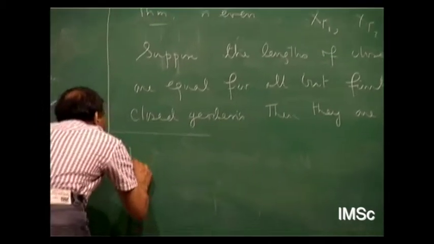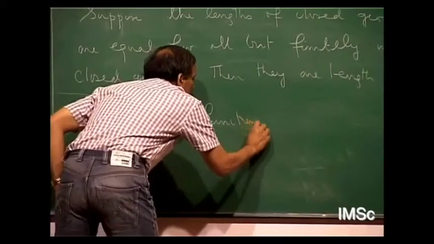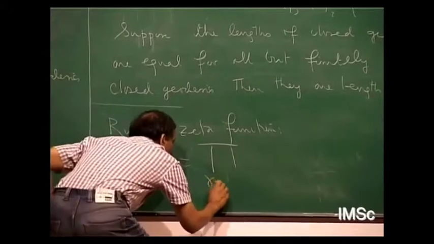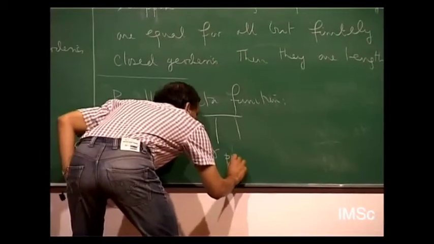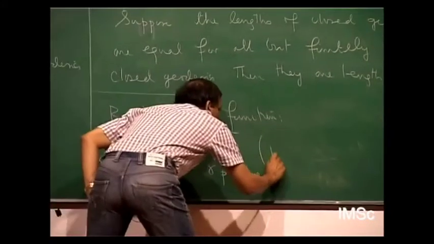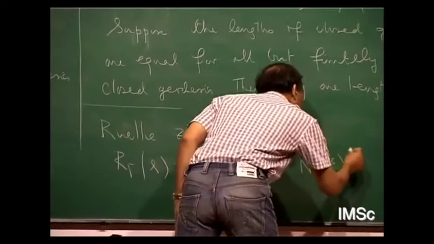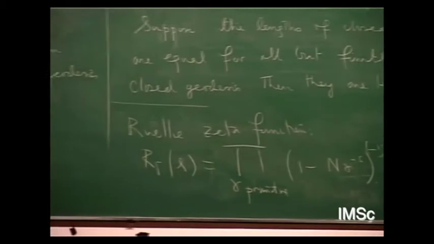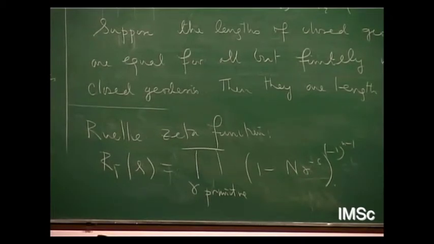So there is what is called a Ruelle zeta function, which can be defined. In this case, R gamma of s is equal to the product over gamma primitive, I should also always take lengths of primitive closed geodesics if I want, but this is also okay, of 1 minus norm of gamma to the power minus s, and this is to the power minus 1 to the n minus 1. So it's inverse if it is even and plus 1. So that's the Ruelle zeta function. It converges in some half plane and has some analytic continuation and functional equation.